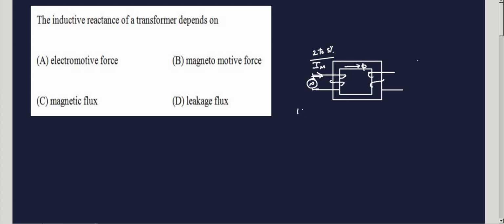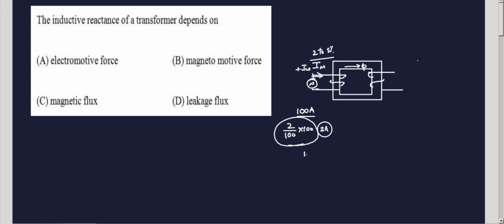Suppose the full load current is 100 amperes. Then 2 to 5% means 2/100 × 100, so only 2 amperes is required to produce the maximum flux in the transformer core. Beyond that it goes into saturation. In addition, it draws another component of current for iron losses. Once flux is present in the transformer core, there will be iron losses.